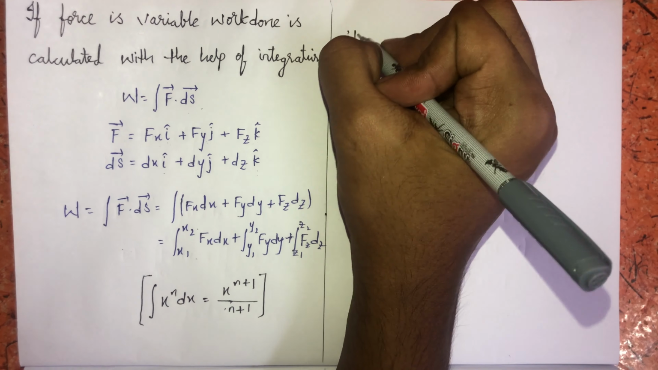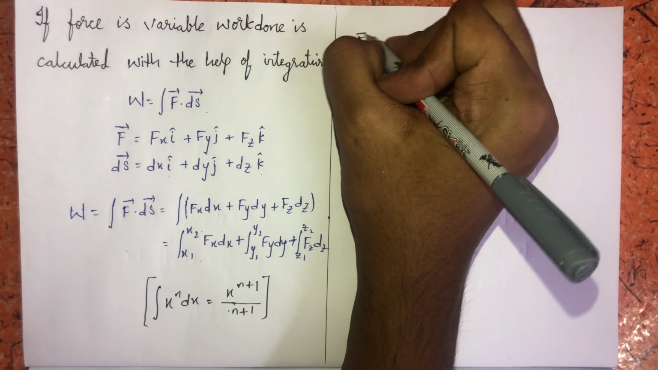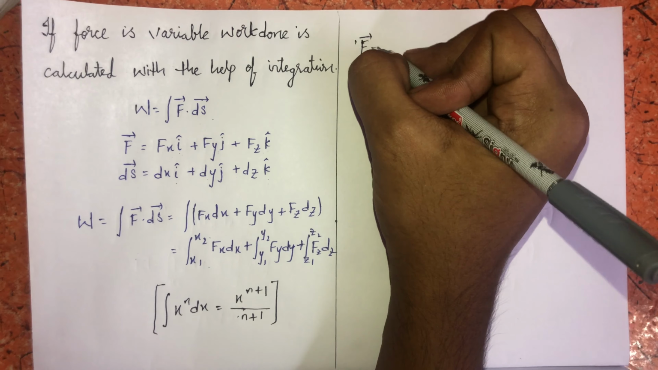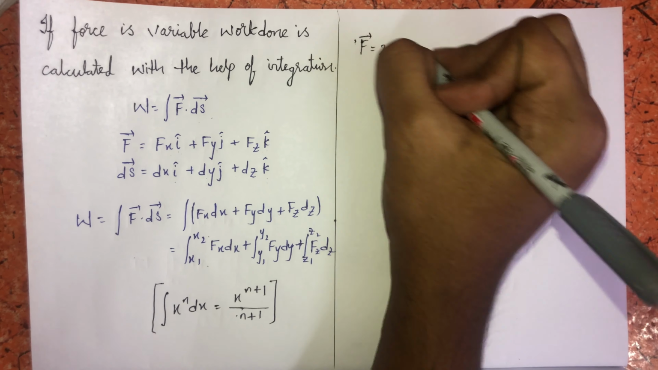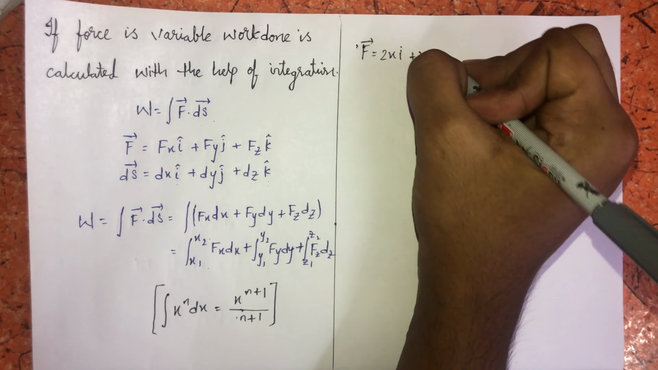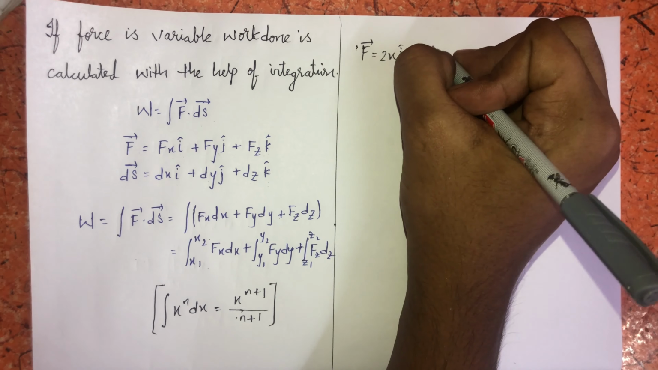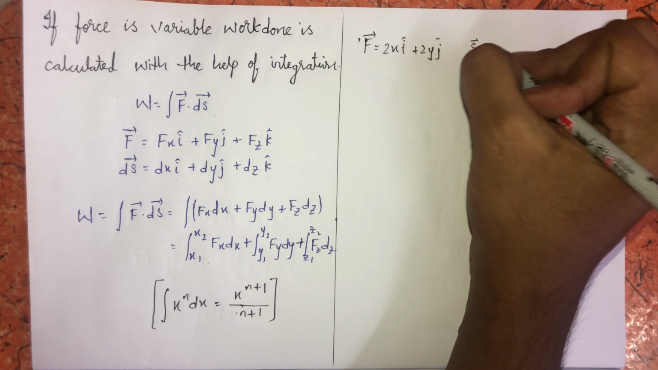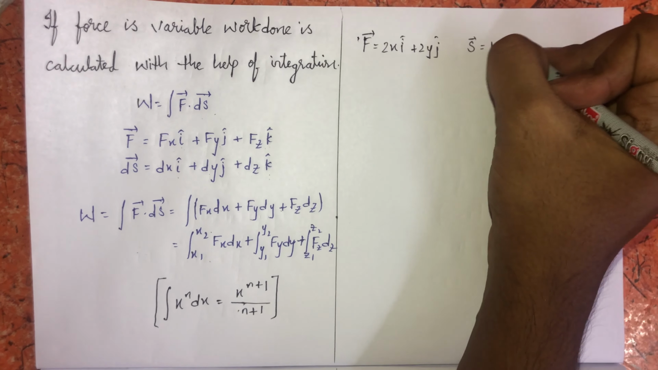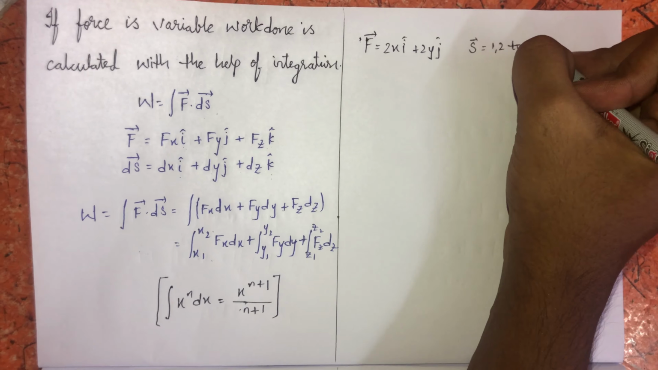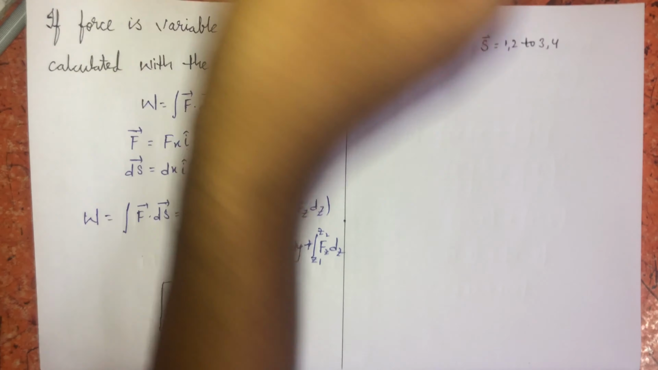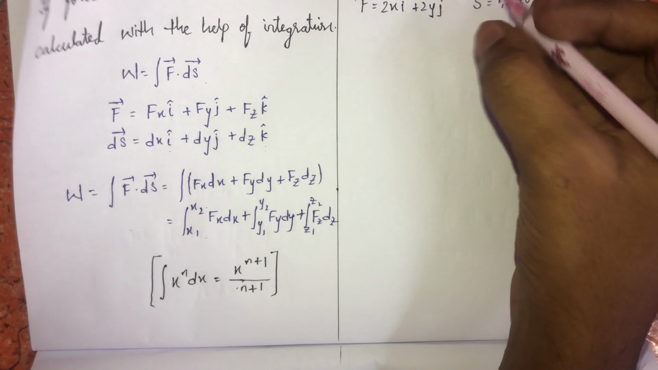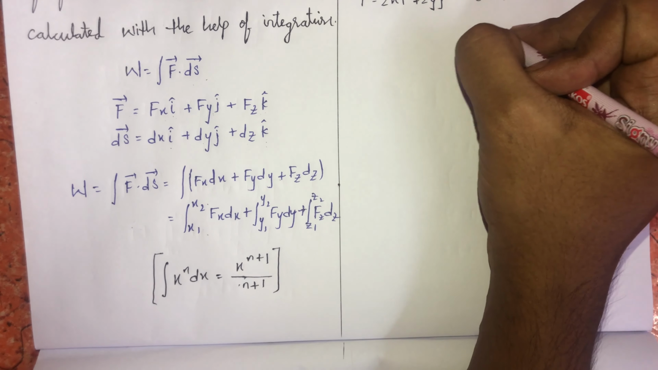If the variable force is given as 2x i plus 2y j, and displacement coordinates are given from (1, 2) to (3, 4), then let us write the i components and j components together.